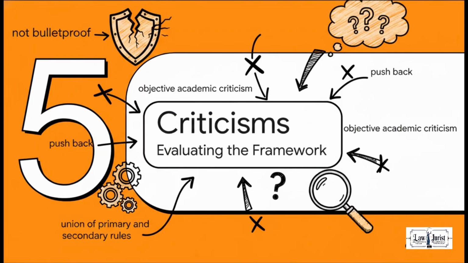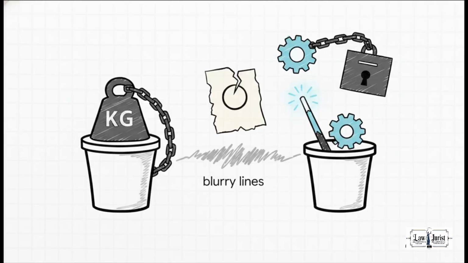And finally, Section 5, evaluating the framework and its academic criticisms. Now, as we know, no philosophical framework is entirely bulletproof. Some legal scholars argue that taking the vast entirety of a complex legal system and squeezing it into merely duty-imposing primary rules and power-conferring secondary rules is a bit of an oversimplification. Take a void contract, for example. If a contract is legally void, it doesn't impose a duty, but it definitely doesn't confer a valid power either. It just sits awkwardly outside Hart's two categories.